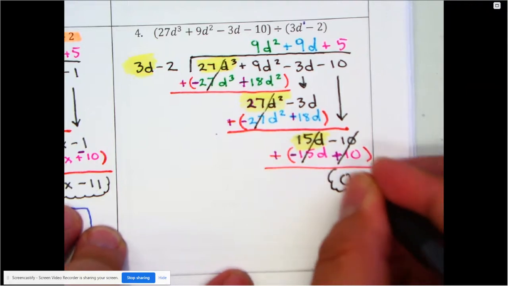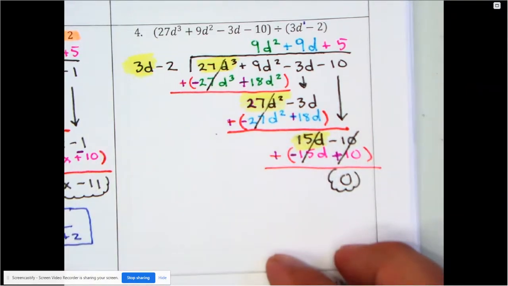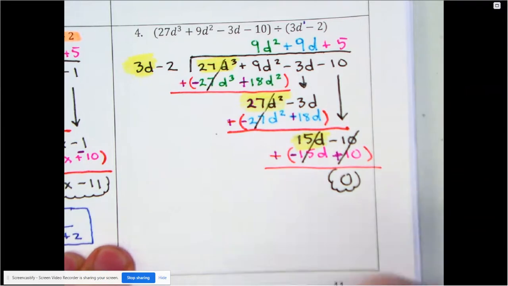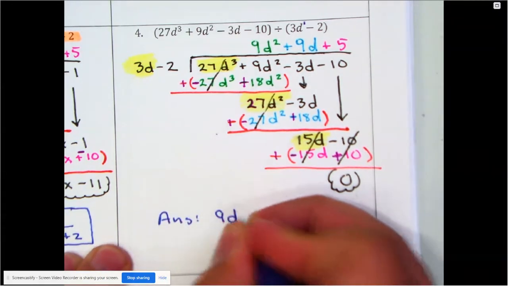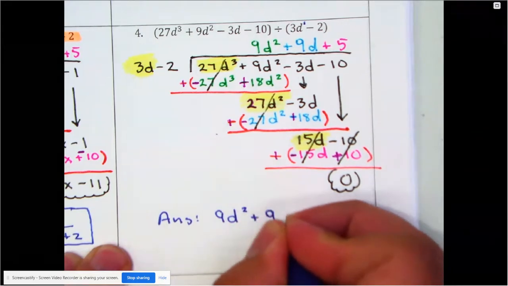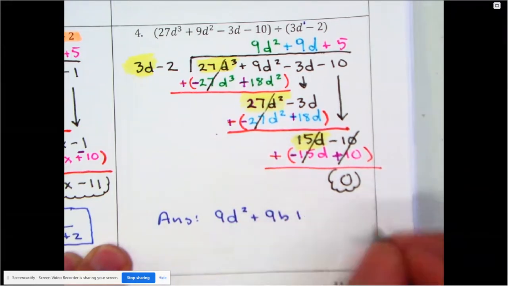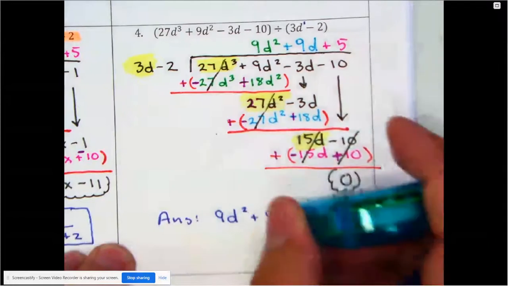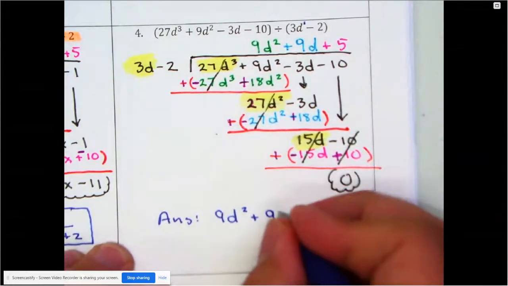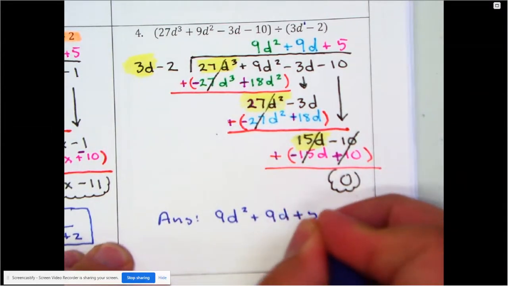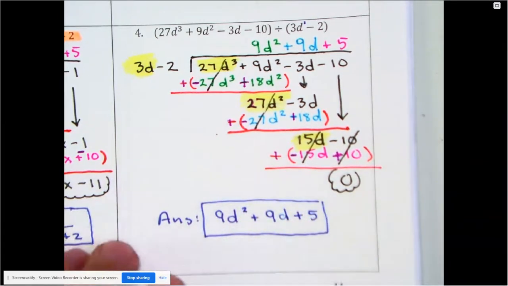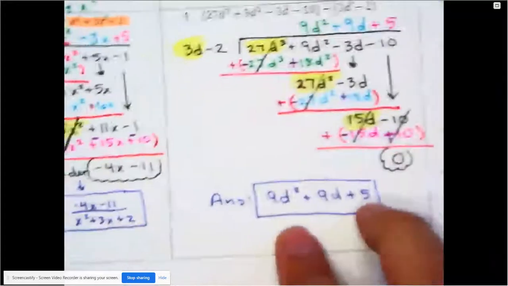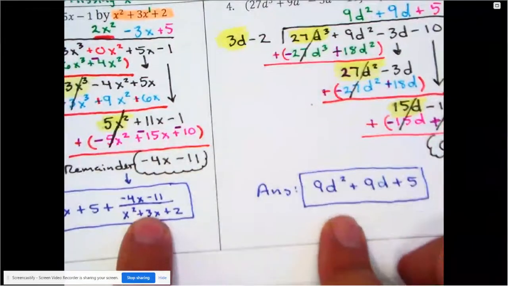leaving me with the remainder of 0, and that's okay. That just means I'm not going to write a fraction like I did earlier. My official answer is 9d squared plus 9d plus 5. Just like that, no remainder this time. When there's no remainder, well, we just don't write a fraction at the end. I know the previous one over here had a remainder, so we wrote it as a fraction.